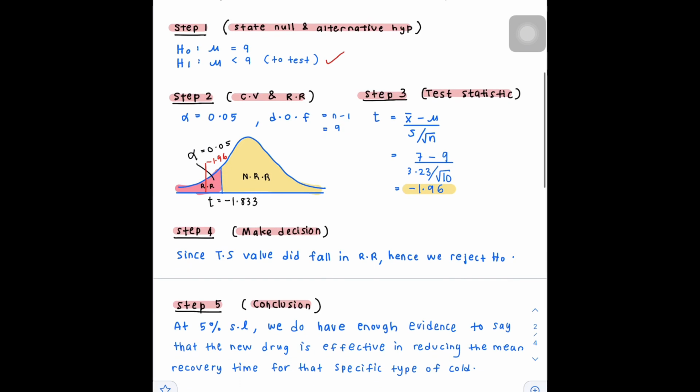So how can you conclude? You can say that at 5% significance level, we do have enough evidence to say that the new drug is effective in reducing the mean recovery time for that specific type of cold. So the keyword is you must mention the significance level, and whether you have enough evidence or not in reducing the mean recovery time.